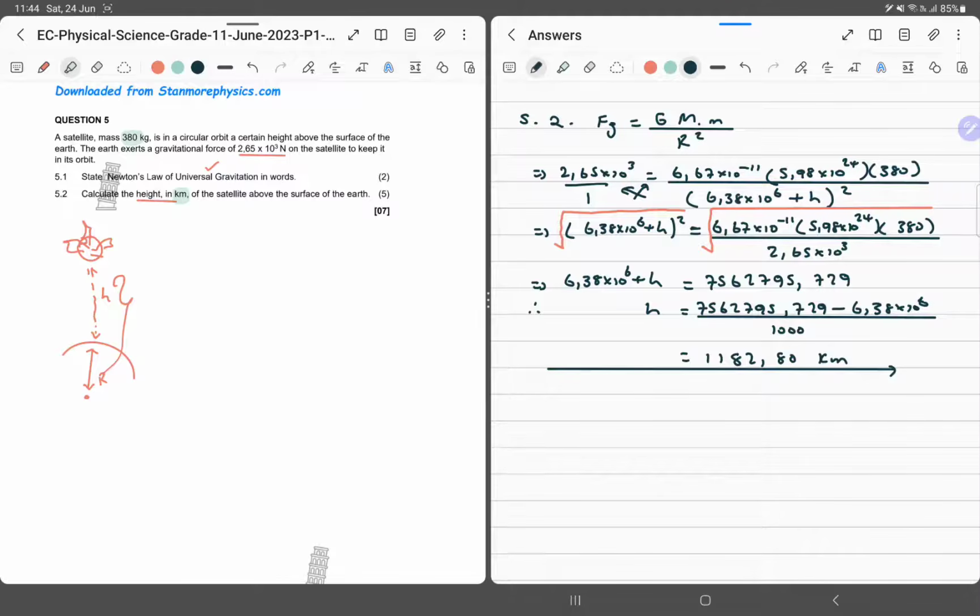But if we didn't want to, we know that this is all in meters. So great stuff. Now that's it. Easy. Let's see, 5 marks.